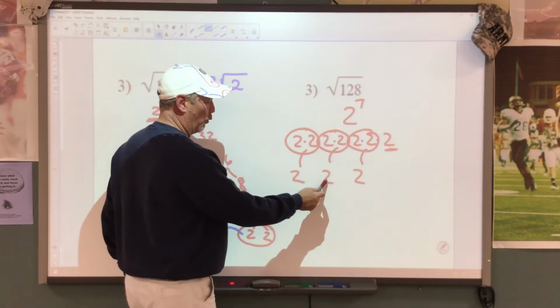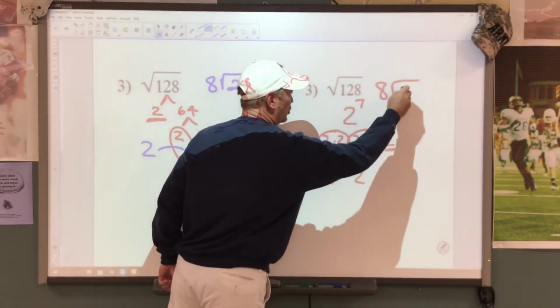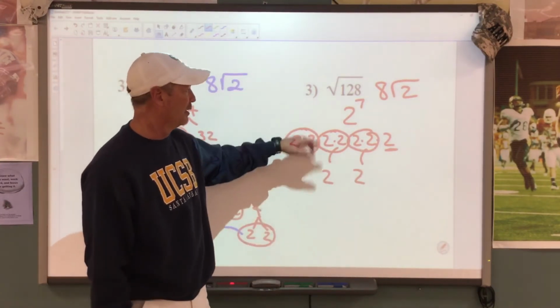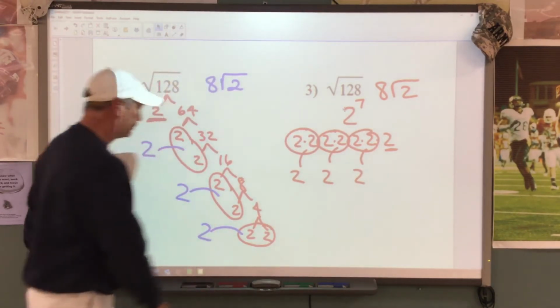2 times 2 is 4. 4 times 2 is 8. This is going to leave me with 8 root 2. So you can use your calculator also to find your prime factorization. All right, moving forward.